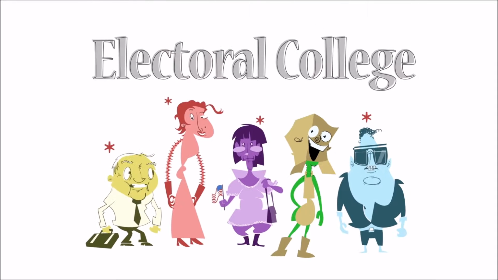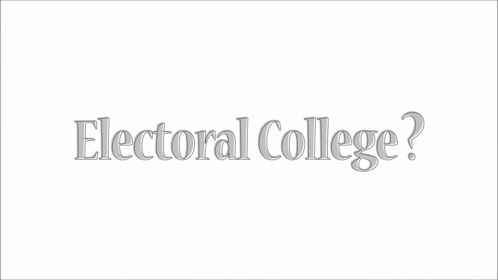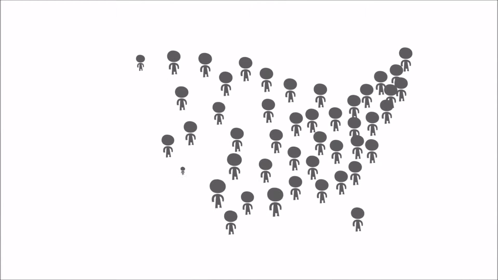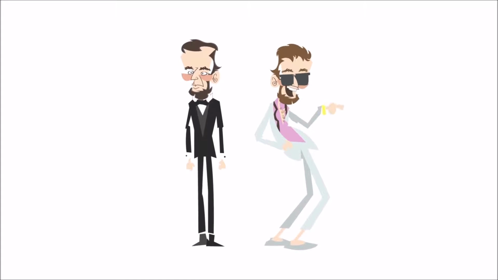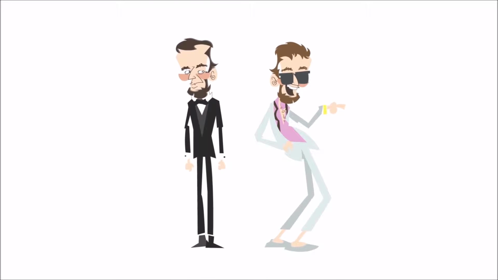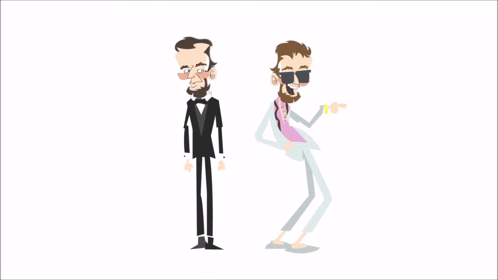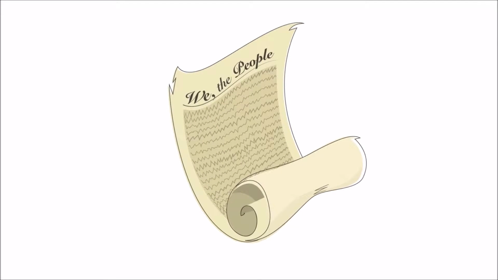Most people have heard of the Electoral College during presidential election years. But what exactly is the Electoral College? Simply said, it is a group of people appointed by each state who formally elect the President and Vice President of the United States. To understand how this process began and how it continues today, we can look at the Constitution of the United States.